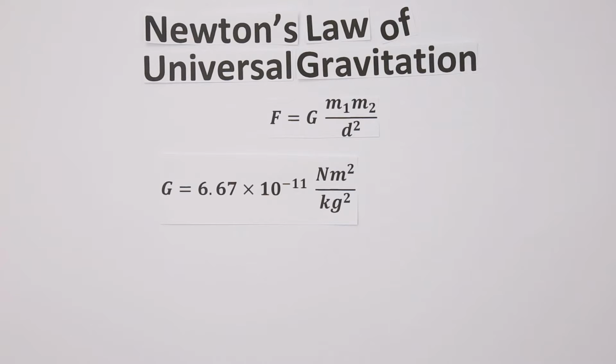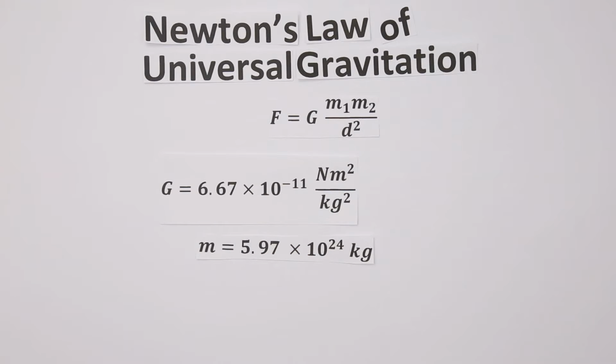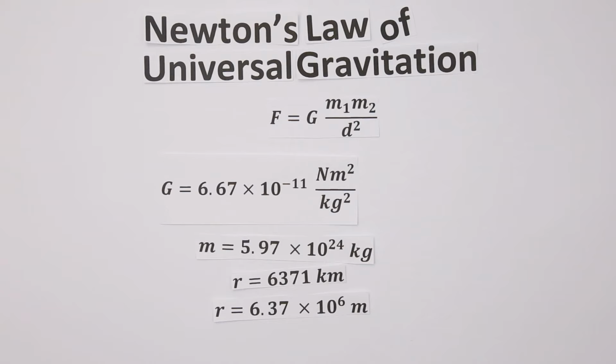Now let's go back to the apple falling from the tree. What acceleration does that apple experience as it's travelling towards Newton's head? We know that the Earth roughly weighs 5.97 times 10 to the 24 kilograms, and we also know that the radius of Earth is approximately 6,371 kilometers, or 6.37 times 10 to the 6 meters.